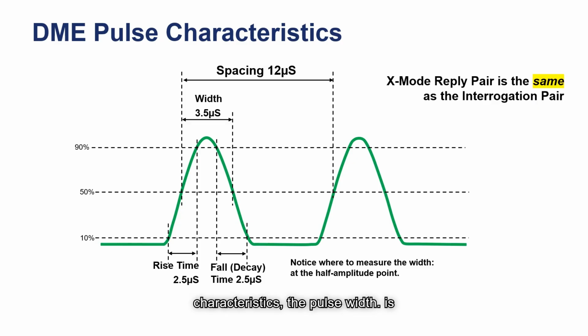The pulse width is 3.5 microseconds. The pulse rise and fall time should be 2.5 microseconds in duration. The pulse spacing in X-mode is 12 microseconds. All pulse measurements are made at the 10, 50, and 90% points on the waveform.